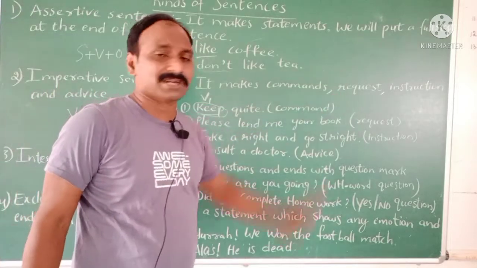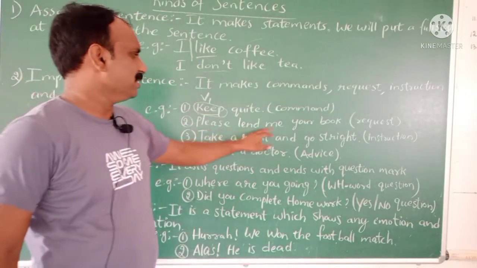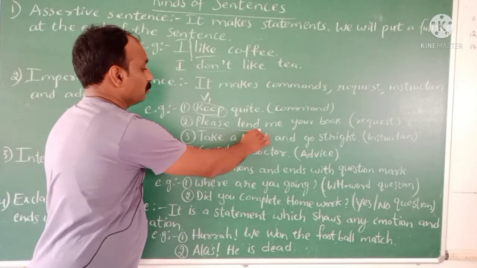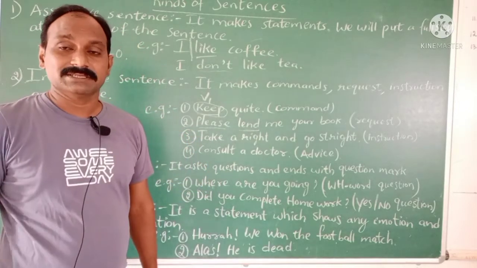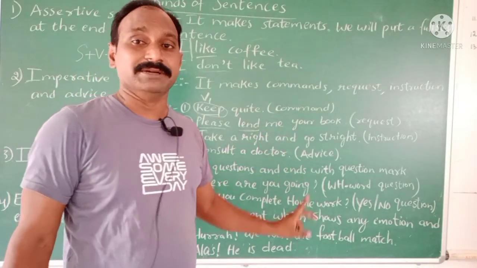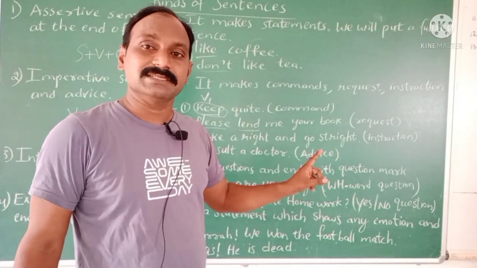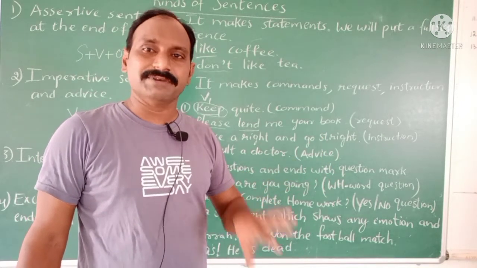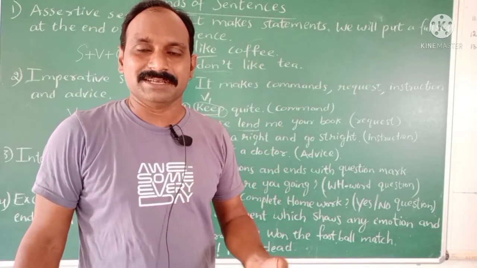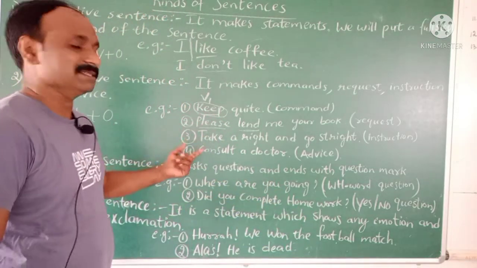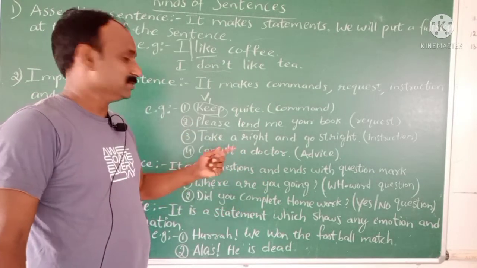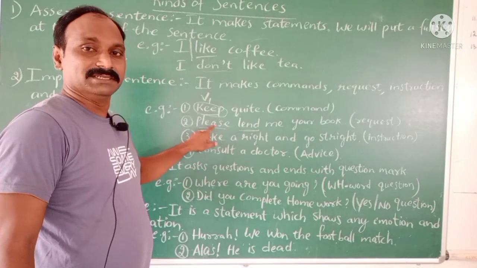Next we will see it makes requests. Now, please lend me your book. So here when we use the word please and then verb 1, that is a request, and we say these sentences are imperative sentences. We make requests for all our requests. Please give me a pen, please give me a book, please give me an eraser, something like that. When we ask somebody something, when we request, all the requests we say are imperative sentences.